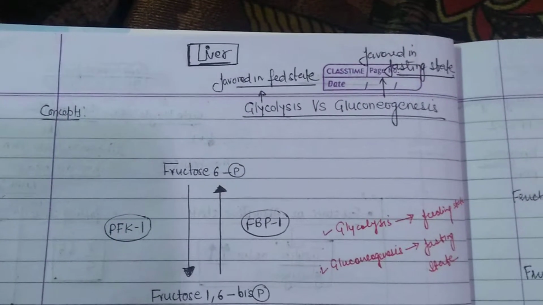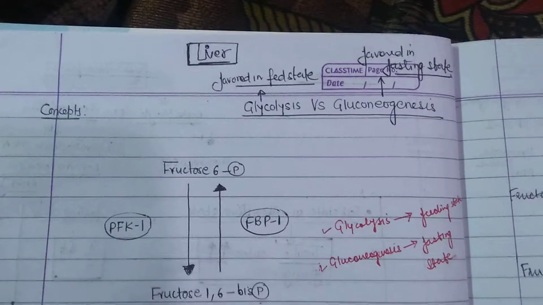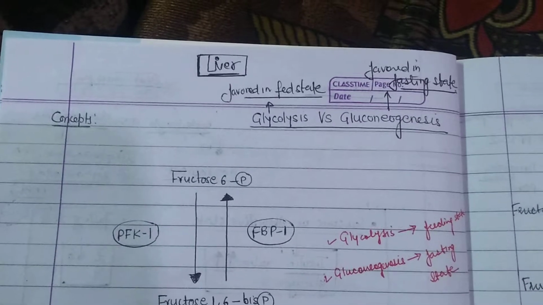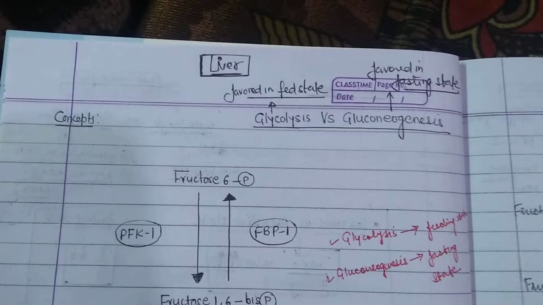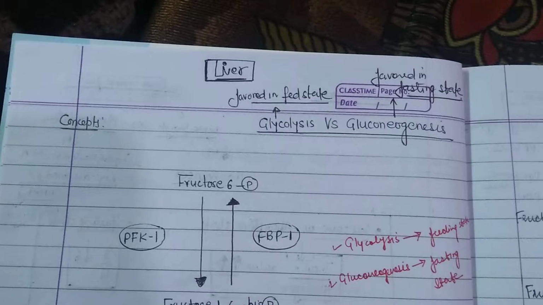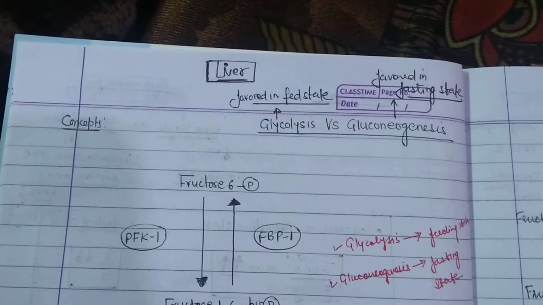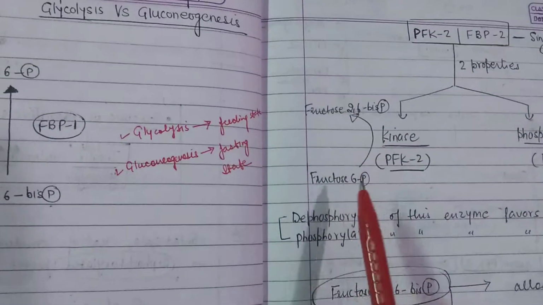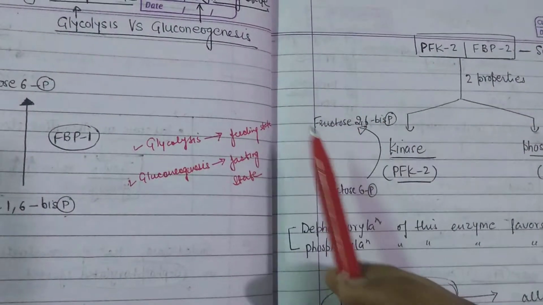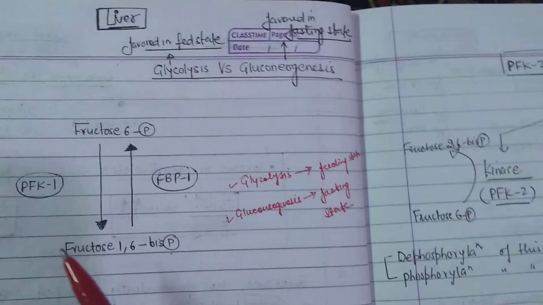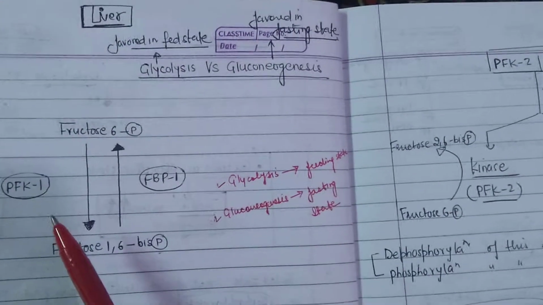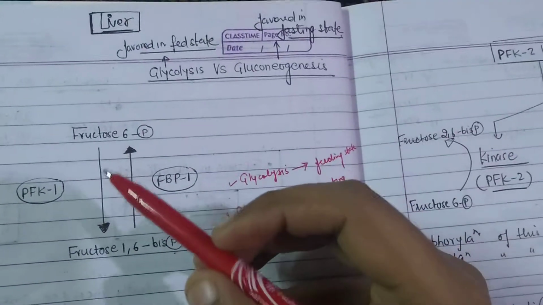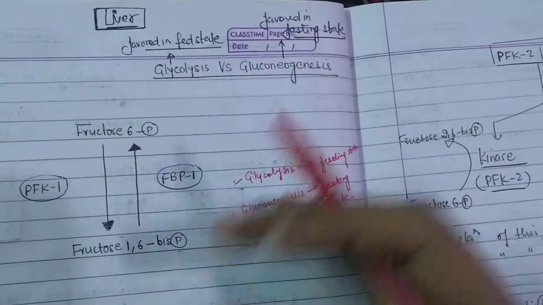And that is why glycolysis occurs in feeding state, because insulin causes dephosphorylation of PFK2 FBP2, a single enzyme, converting it to predominantly kinase, which will cause production of fructose 2,6 bisphosphate from fructose 6 phosphate. This fructose 2,6 bisphosphate will act over PFK1 because it's the allosteric activator of this enzyme, causing this step to go in the direction of glycolysis, and the reverse occurs in fasting.